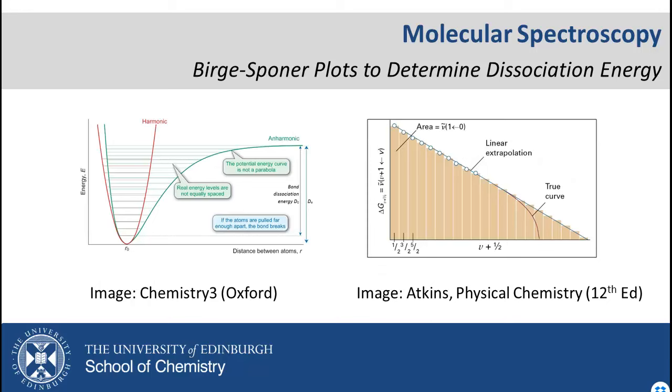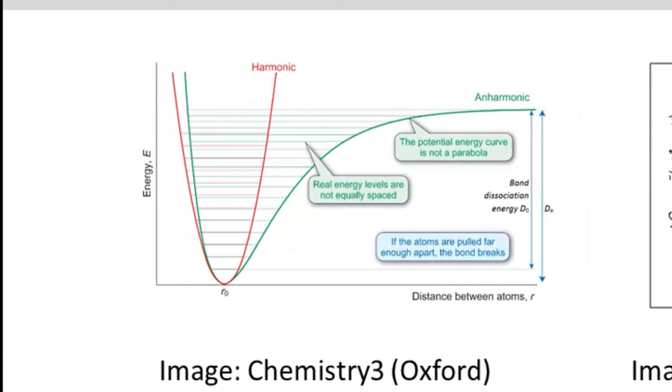If we think of the vibrational levels in an anharmonic oscillator, we know they will converge to a maximum, as shown in the diagram on the left. At this point, the bond is vibrating to such an extent that it dissociates, and the energy required for this to occur is the dissociation energy.